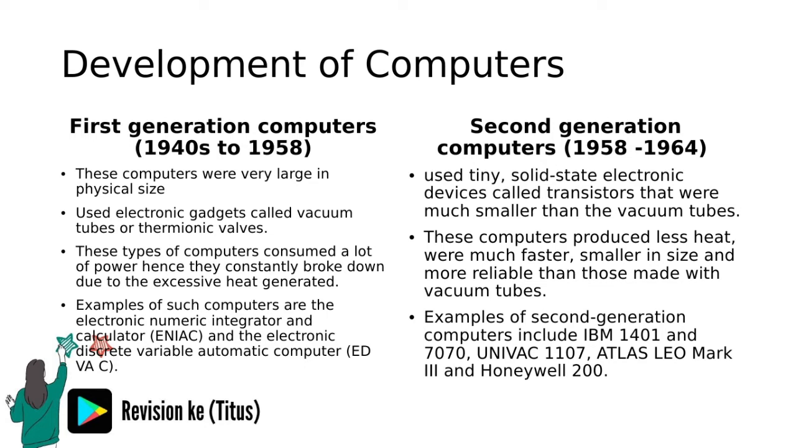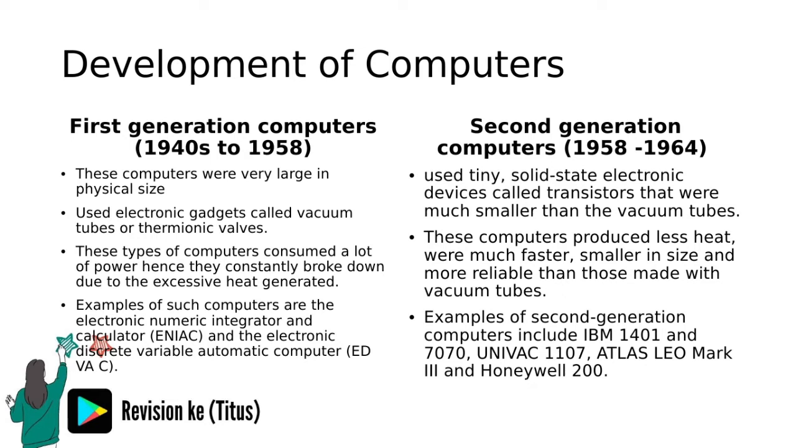They were very large in size and used electronic gadgets called vacuum tubes. I'll show you them later. And they used to consume a lot of power, and this resulted in them breaking down constantly due to the excessive heat. The second generation computers, from 1958 to 1964, I'll call them the 1960s.